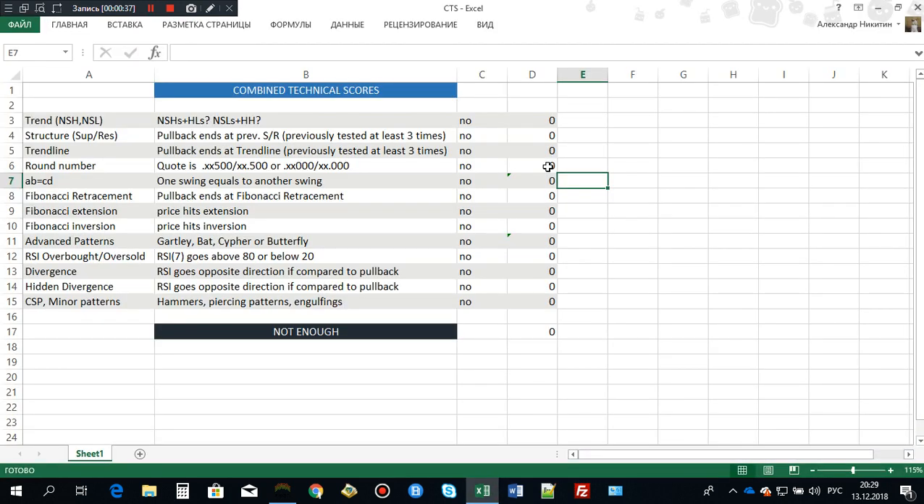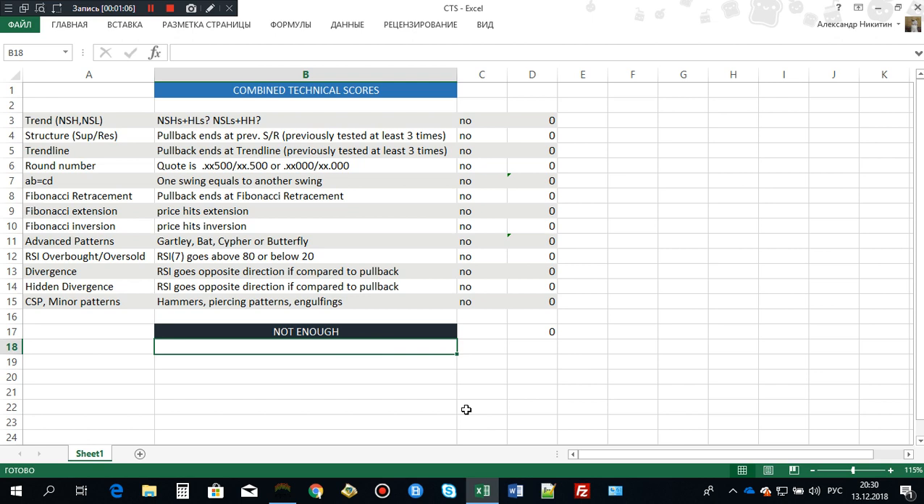Let me open my Excel spreadsheet. It is a CTS Excel spreadsheet. CTS is deciphered as combined technical scores. I simply calculate the total sum of points, answering each question yes or no, and if this line says enough points to enter the trade, then I enter the trade. If it says not enough, then I don't enter.